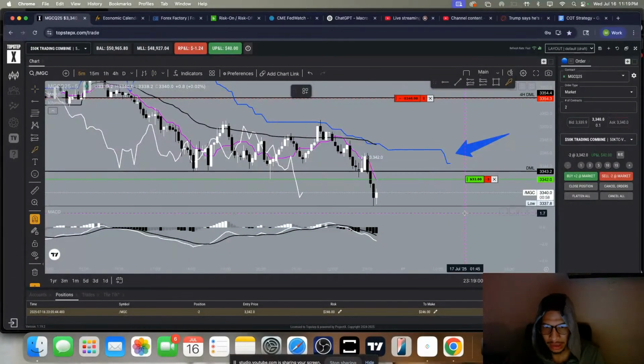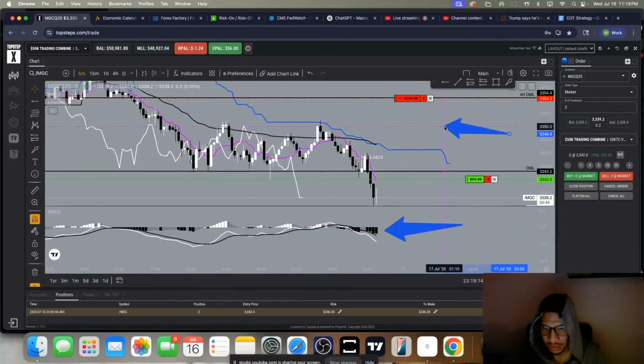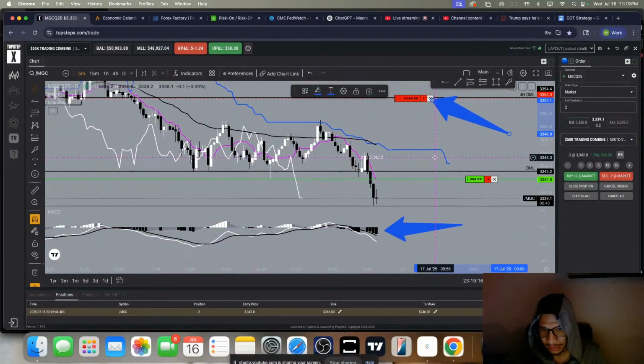Same goes for my MACD. When I entered, we had strong sellers volume. Does that mean when we get weak sellers volume that I'm going to exit? No, that's not what that means. I'm going to ride this out until my stop loss is hit. That's when I'll exit this trade.